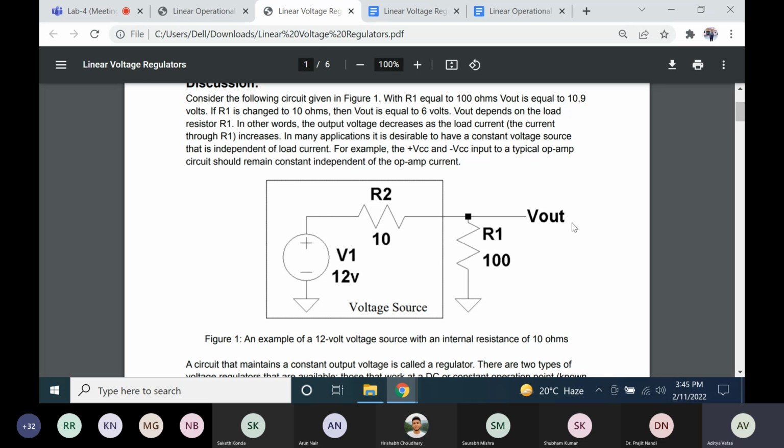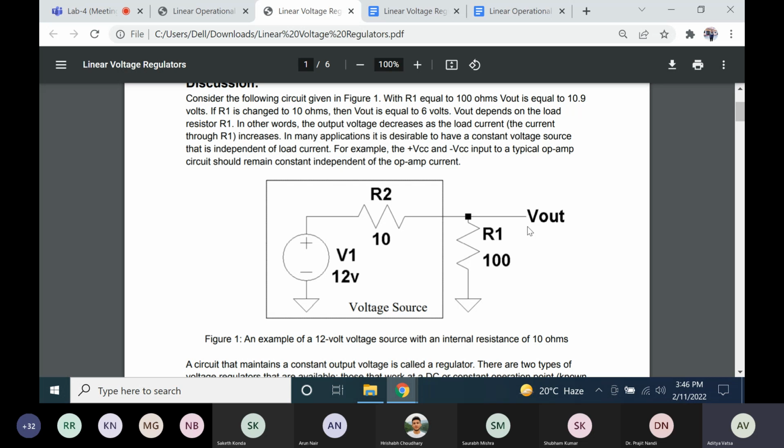So now we are increasing the value of R1. This is our load R1. So suppose we are increasing the value of R1 from 100 to 200 ohms. Now we will see that the current value will change, and so our V out will change. So we can say that the output voltage depends on the load current. So this is an undesirable situation. We want a constant output voltage generally.